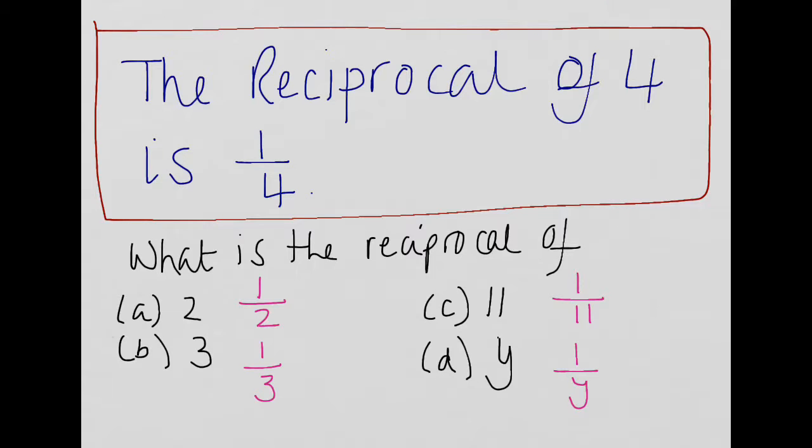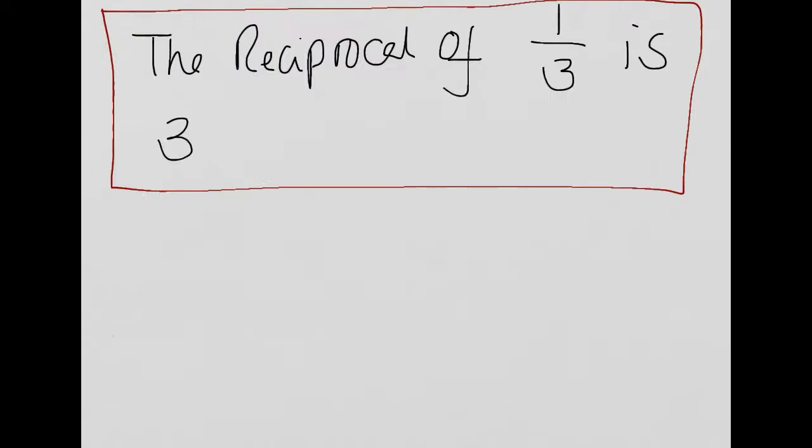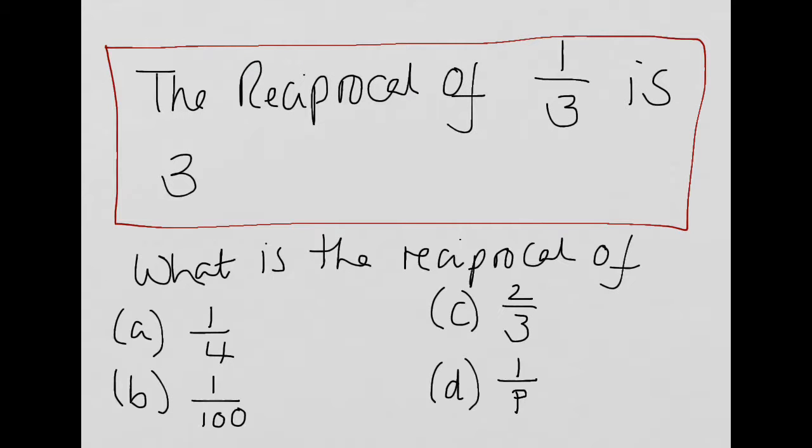Wow, so the reciprocal of 4 is 1/4 and the reciprocal of 1/3 is 3. So this is now saying if I've got 1/3 and I want the reciprocal, it's 3. Okay, so if the reciprocal of 1/3 is 3, what's the reciprocal of 1/4? Well, the reciprocal of 1/4 is 4. Okay, press pause, have a go.